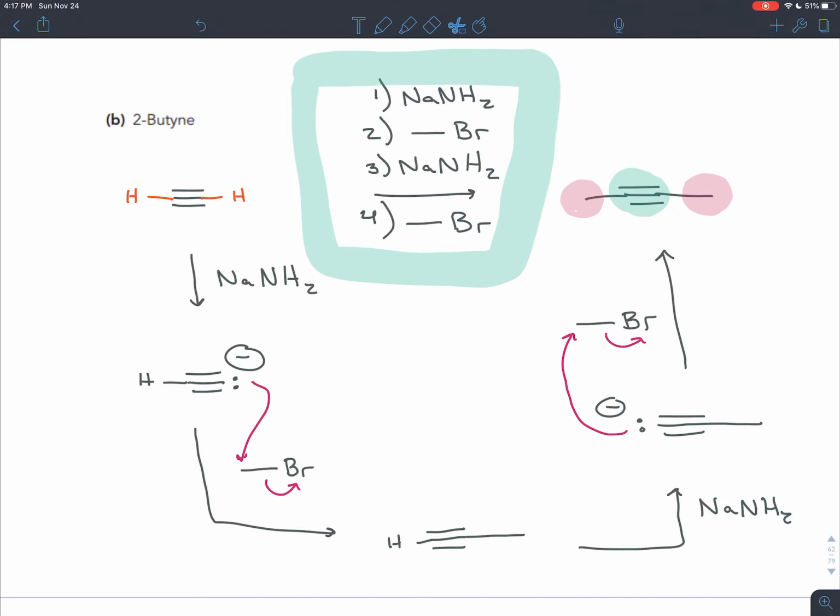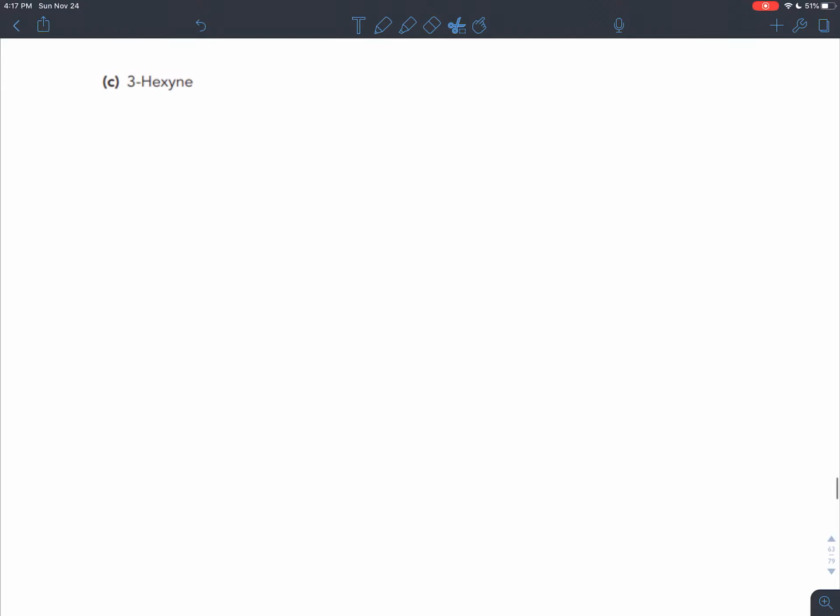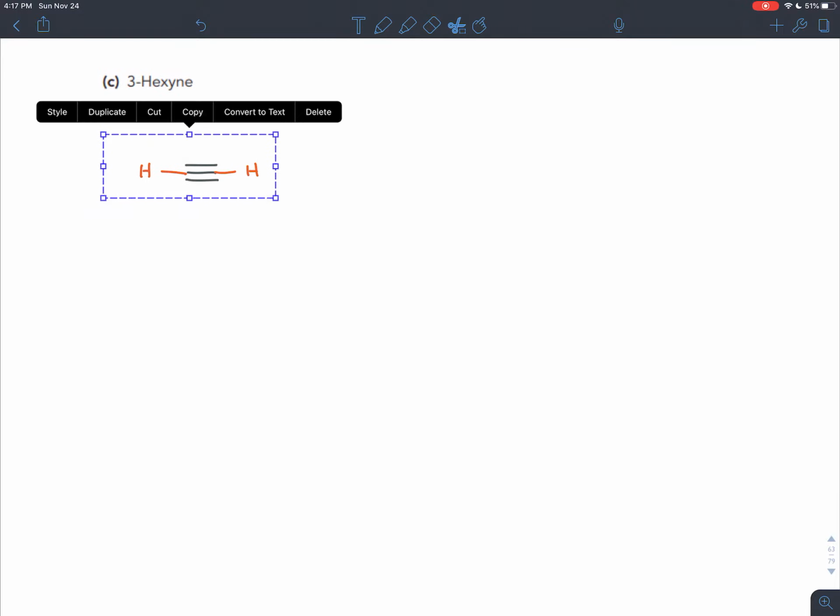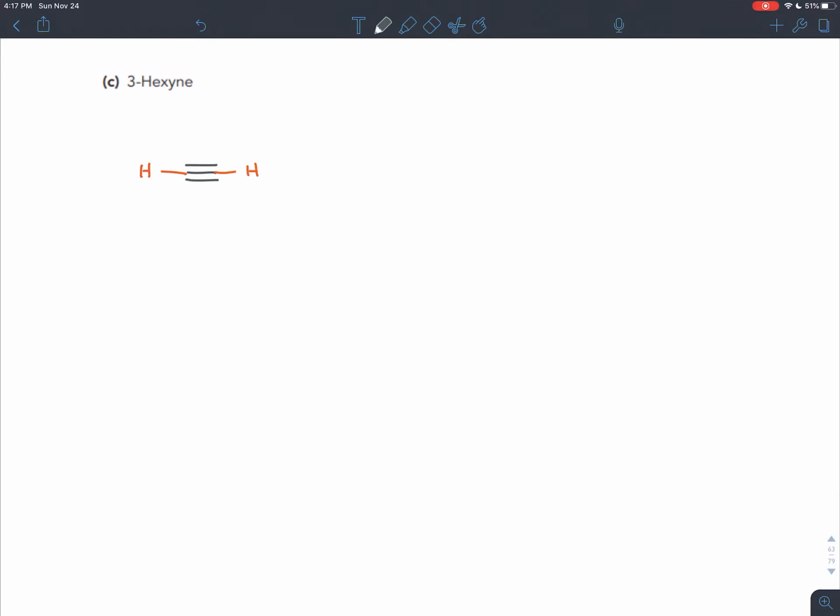Okay, so let's take this acetylene again, see what else we can do with it. What if we wanted to make 3-hexyne? Acetylene is really ethyne. It has the 2 carbons with a triple bond between them. What if we wanted to turn that into 3-hexyne?